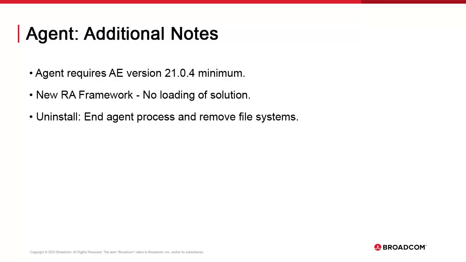We need to mention some important points. First, the agent requires version 21.0.4 of the automation engine. This is the baseline supported version. If you're running an older version of AE, you'll need to perform an upgrade, or you won't be able to run the Kubernetes integration. The integration uses the new RA framework, and so you no longer have to load the RA solution as you previously did. Finally, to perform an uninstall, stop the agent with a simple Ctrl+C and break out of the running process. Delete the agent from the list in AWI and finally remove the file system.